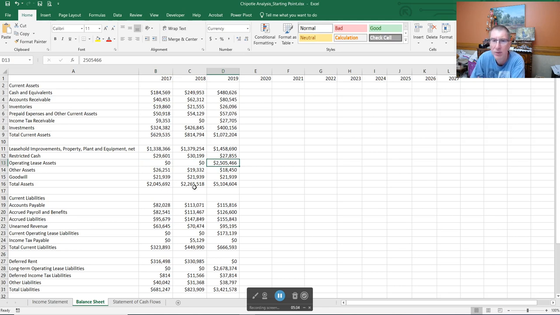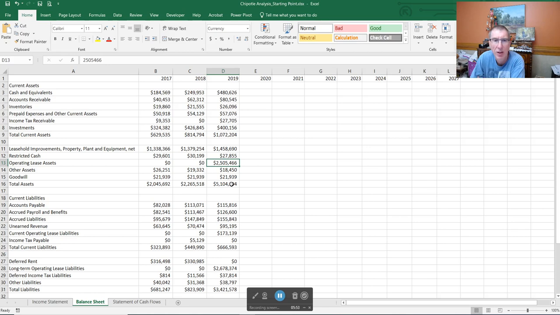Well, what's going on there? And what's going on there is an accounting change. In the accounting rules, they changed the way they recorded operating leases. Used to be off balance sheet, now it's on balance sheet. So that makes a big change there.